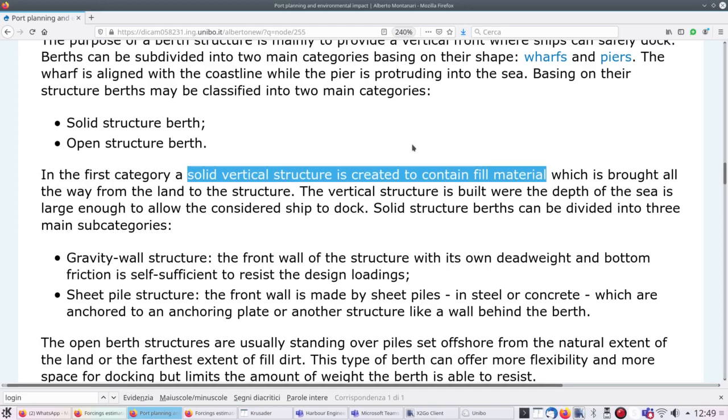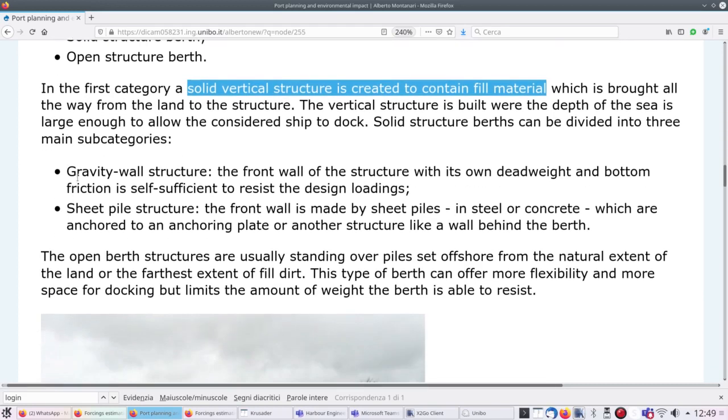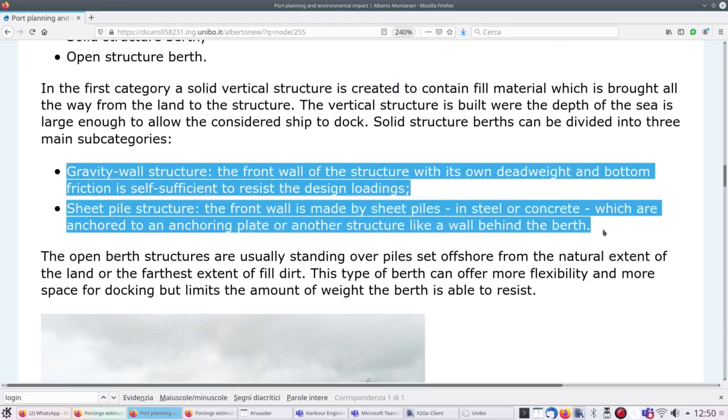Usually, open structure berths are more recommendable when you are concerned by these impacts. But there is the problem that the open structure berth, as I already mentioned, cannot sustain very significant loads. So you will not find open structure berths in ports where huge ships are expected to dock. In this case, in order to sustain the load of the huge ship, you need a solid structure. Solid structures may be built by two types of approaches.